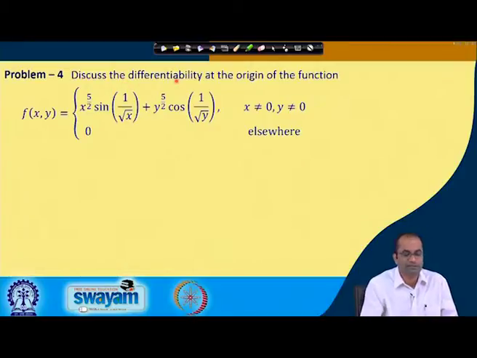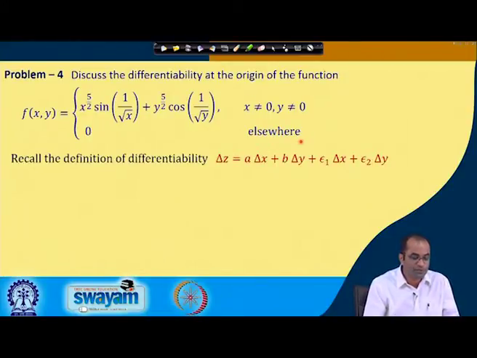Another example which discusses the differentiability again at the origin of this function. So, x power 5 by 2 and the sine of 1 over square root of x, plus y power 5 by 2, and then we have cos of 1 over square root of y, and this is defined for x not equal to 0 and y not equal to 0, and this is 0 elsewhere. So, again we can directly use this definition of differentiability, which is much easier in this case because of this special structure.